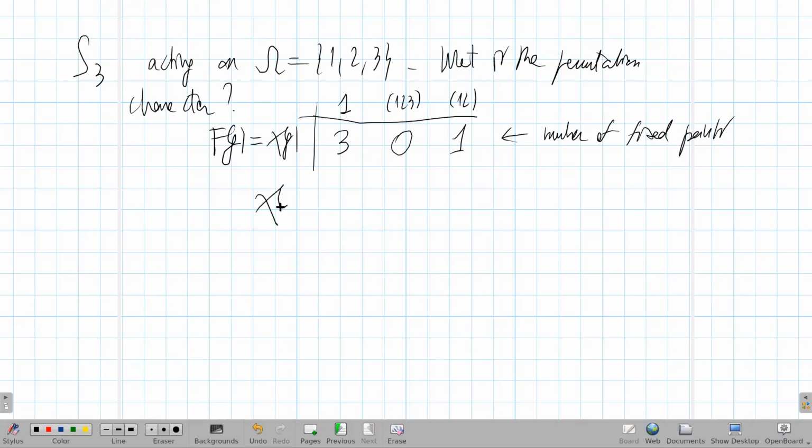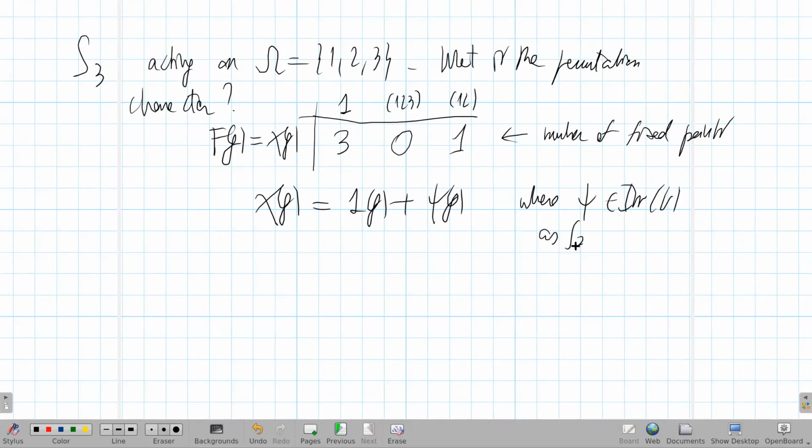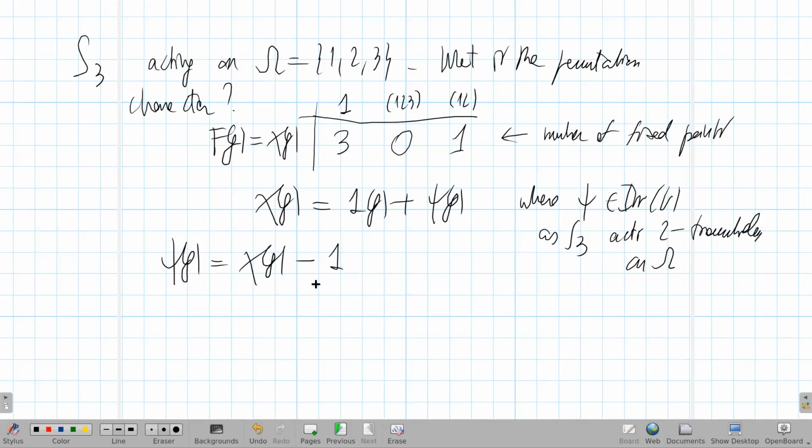And now you know that chi of g equals 1 of g plus psi of g, say, where psi is irreducible, because S3 is 2-transitive. I mean, from S2 onwards, they are always 2-transitive, as S3 acts 2-transitively on omega. Okay? And so this means that psi of g is chi of g minus 1, okay? The values.